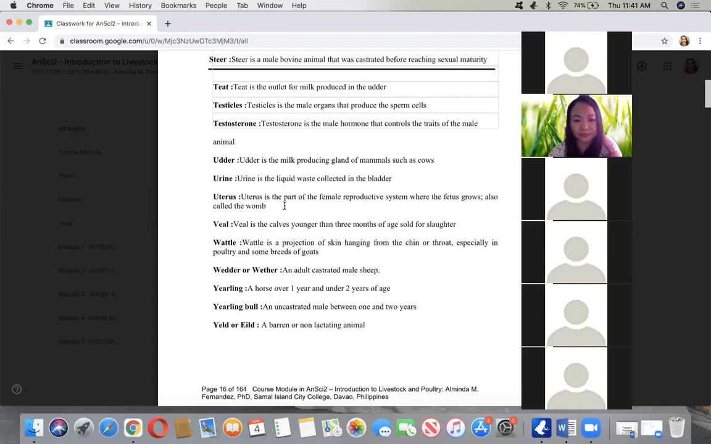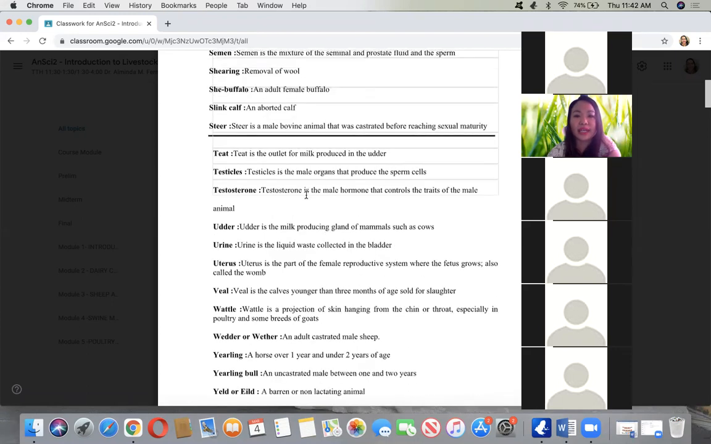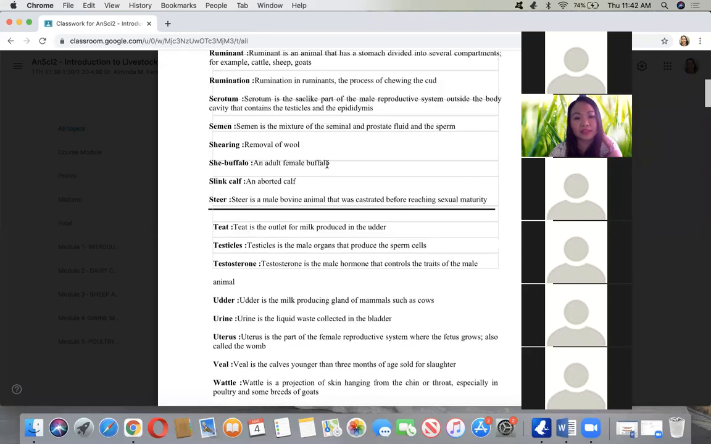For slaughter. So actually, mas masarap yung veal na meat, kasi malambot siya. Uterus is the part of the female reproductive system, kagaya din ng tao. Urine is the liquid waste collected in the bladder, just the same for all animals. Udder is the milk-producing gland of mammals such as cows. We also have testosterone, the male hormone that controls the traits of the male animal. Testicles, the male organs that produce the sperm cells. Teat, yung outer outlet ng milk sa udder.